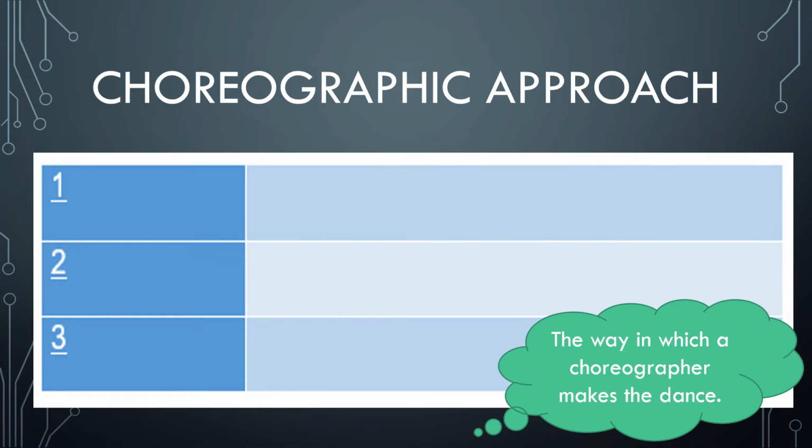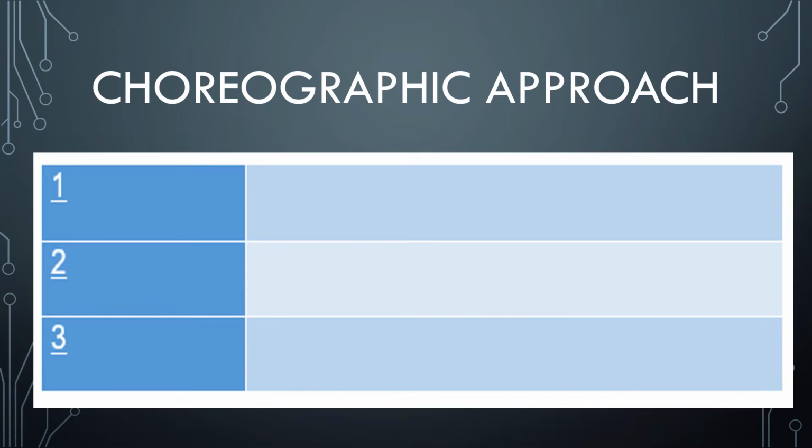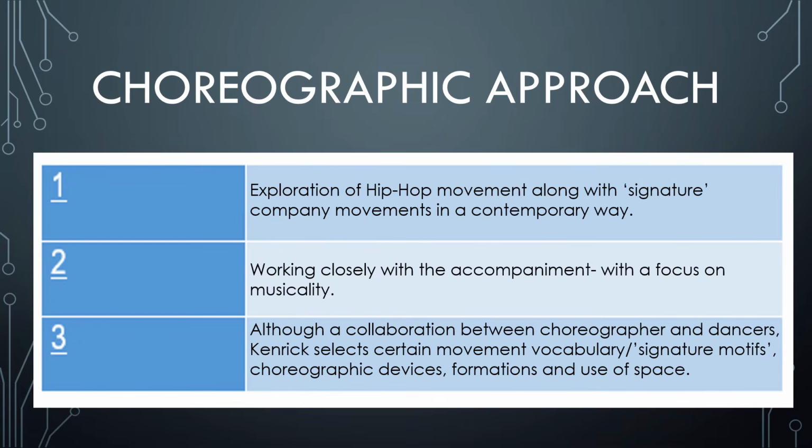Okay, next we have the choreographic approach. Now the choreographic approach means the way in which the choreographer makes the dance. So how has the choreographer approached this? How have they made this movement? And there are 3 ways in which Kenrick made this movement. Number 1 is the exploration of hip hop movements along with signature company movements in a contemporary way, so almost fusing 2 styles together. Number 2 is working closely with the accompaniment.